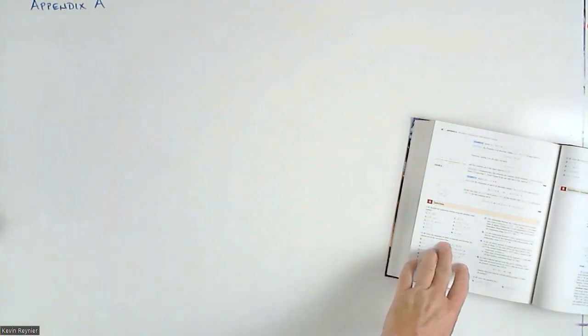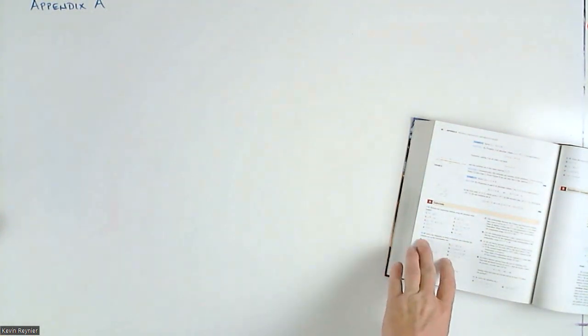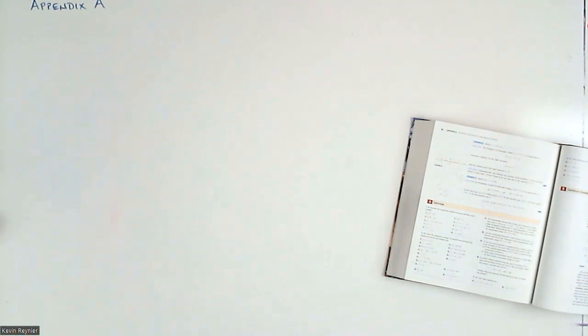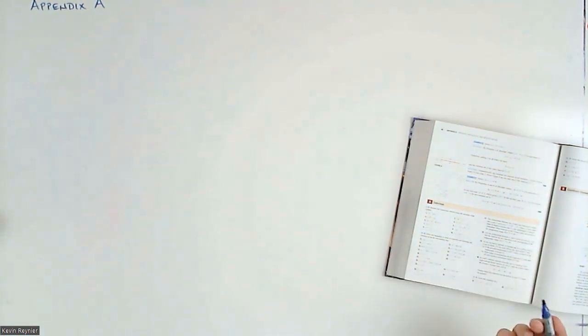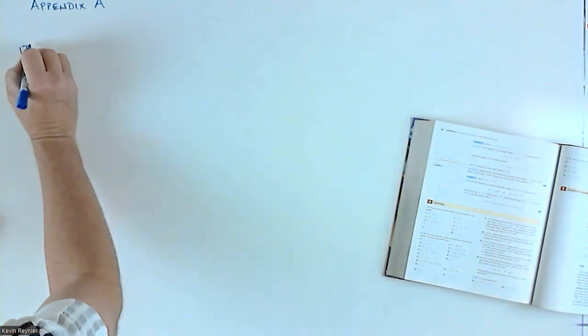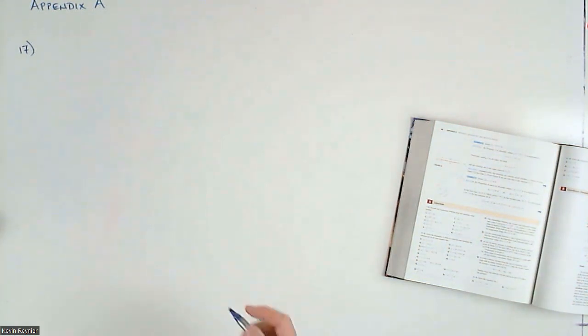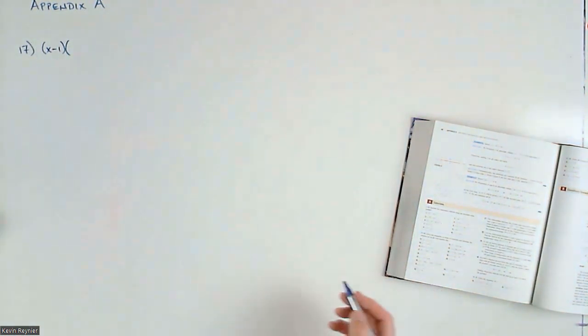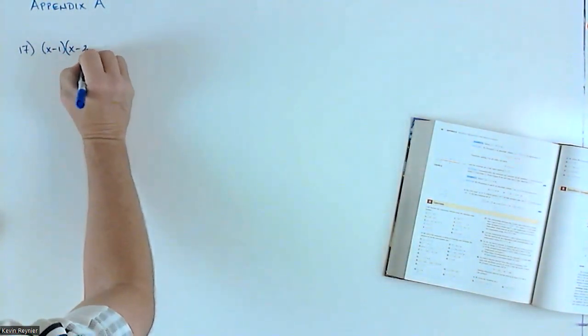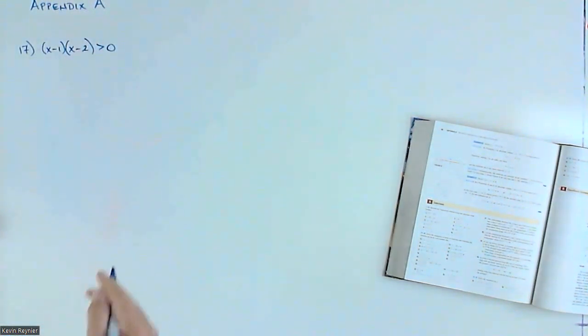So let's take a look down below. Solve the inequality in terms of intervals and illustrate the solution set on the real line. Now, these are just our straight up algebra problems from back when we were in algebra 2. So if I pick one of these, I'll pick something like number 17. I'm going to stay away from the linear ones. Here we have x minus 1 times x minus 2 is greater than 0. I stayed away from the linear ones because we talked about those in class.